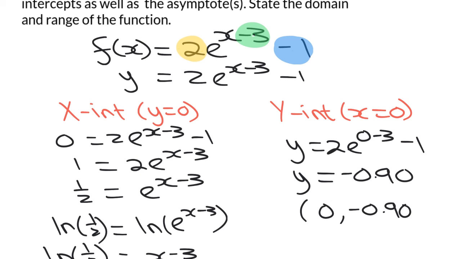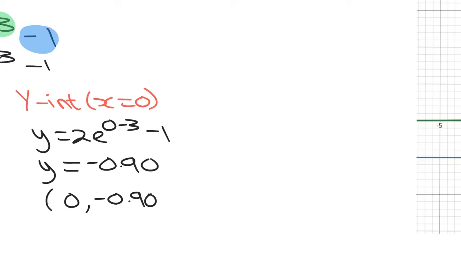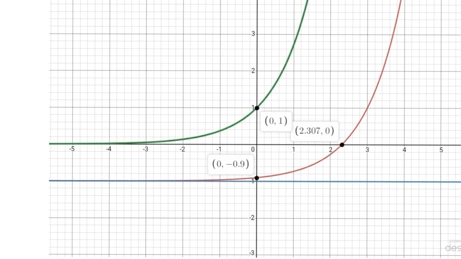So let's take a look at those highlighted in yellow, green, and blue. Remember, the yellow gives us the stretch, green, horizontal shift, negative 3. So where will it go to? 3 places to the right, and -1 tells you it goes 1 place down. And so if we take a look at the sketch, this is how the sketch looks.